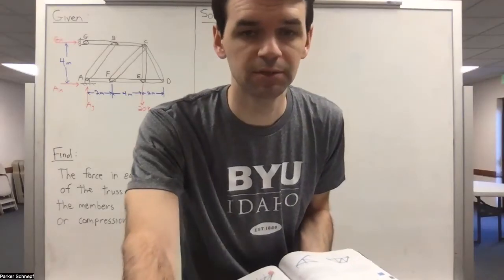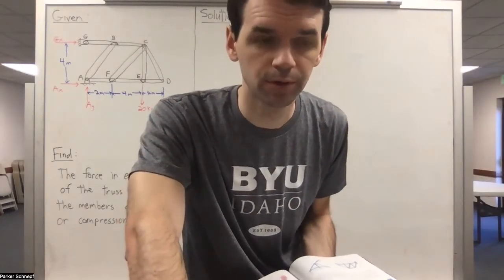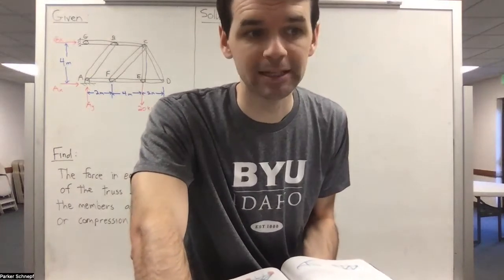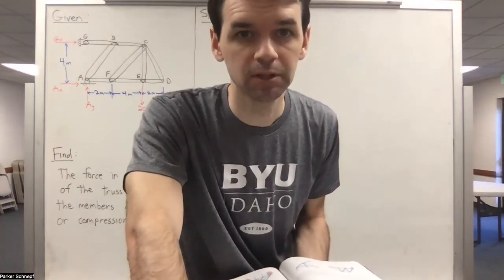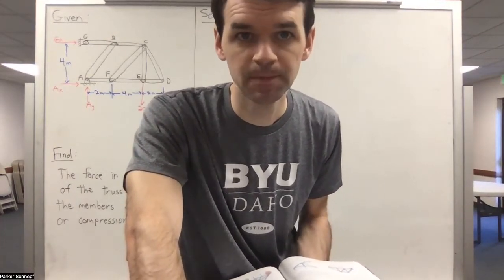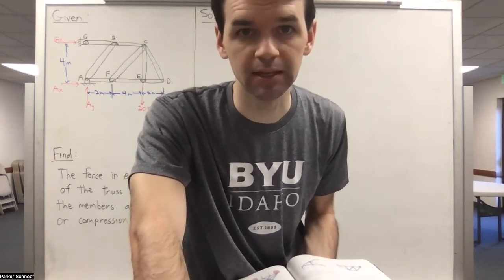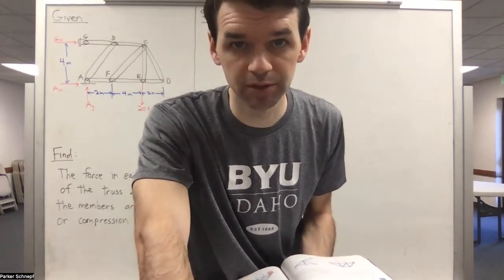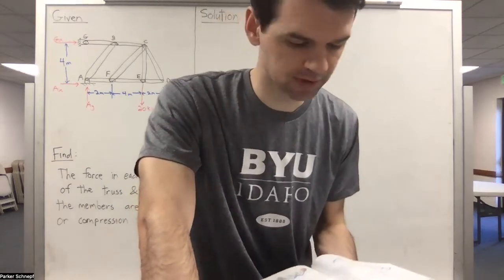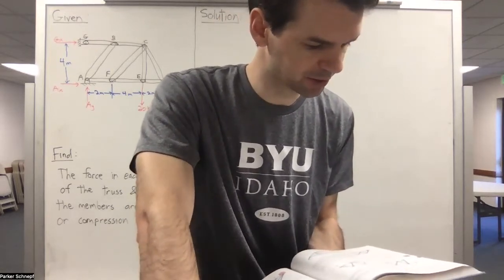Hi, class, and welcome to an example problem for Unit 6.1. In Unit 6.1, we talk about trusses, the method of sections, and how to identify zero-force members. So to illustrate some of these points, I'm using a problem from the 13th edition of the book.